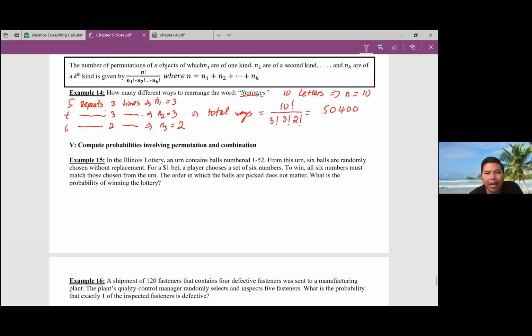All right, so suppose I have a lottery ticket here, an urn containing balls numbered from 1 to 52. From this urn, you draw 6 balls without replacement, and you put in $1 to choose a set of 6 numbers. What is the probability of winning? Same concept as I mentioned before. The total outcome will be 52C6, right? Combinations always.